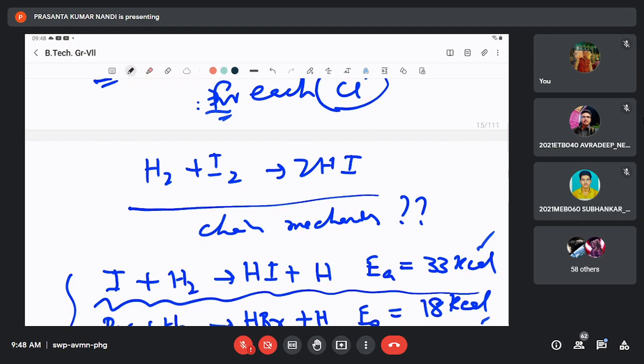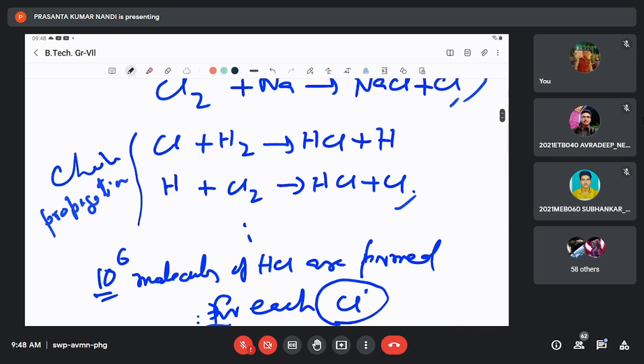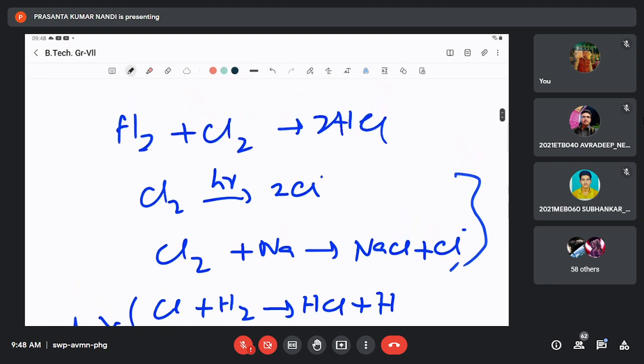Interestingly, this reaction, that is formation of HI from H2 and I2, does not follow this chain mechanism. That is very interesting. But of course, hydrogen and chlorine, they will react to produce HCl through chain mechanism.